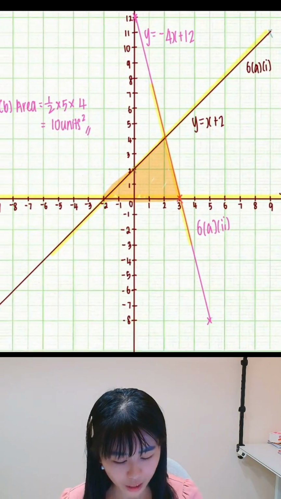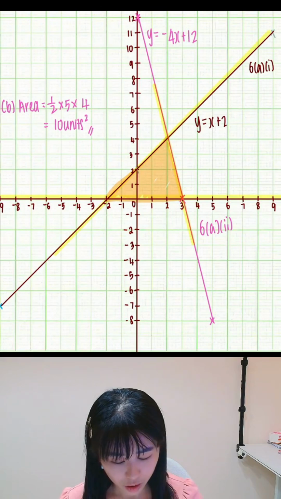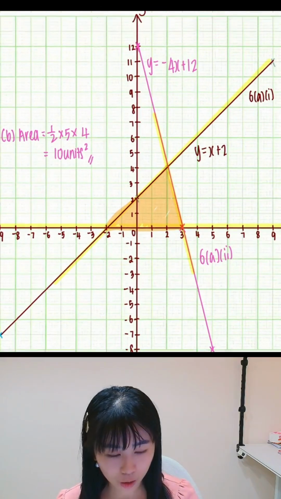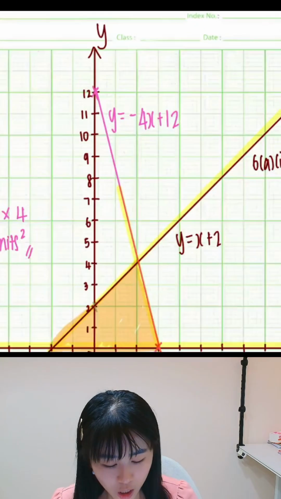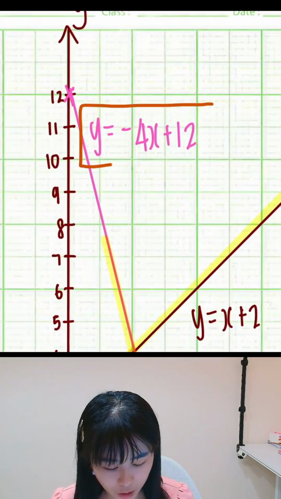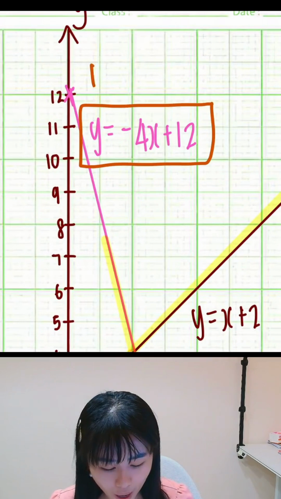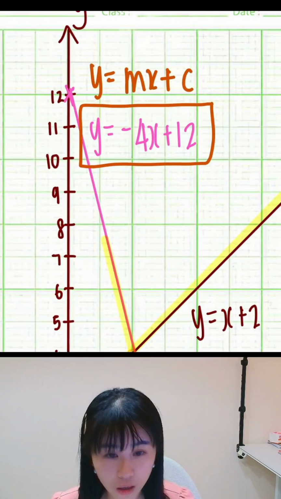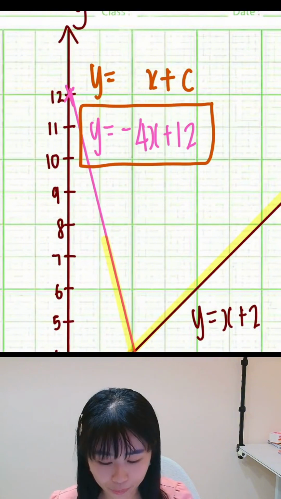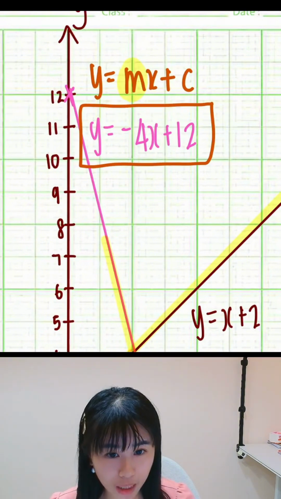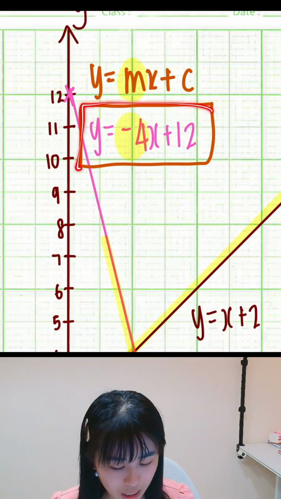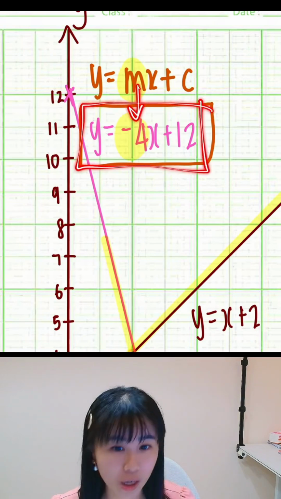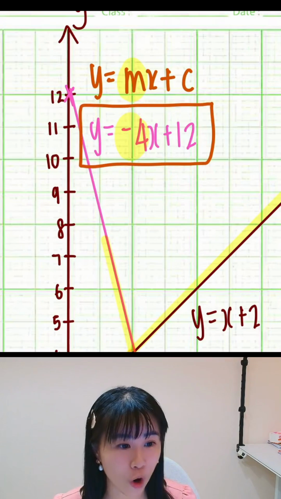So, gradient. What's gradient? Okay, so I just show you a random graph, then I show you gradient. So when you have a graph like this, Kristen, remember y equals mx plus c. Your gradient is always the m. The m is always the number in front of your x. So if you just look at this question here, your gradient is minus 4. Straight away, you will know it's minus 4.